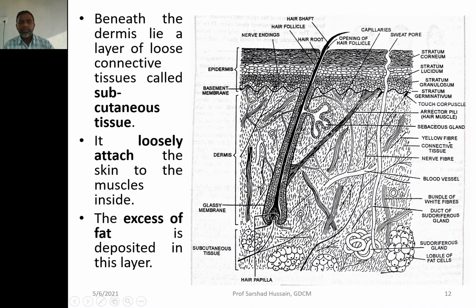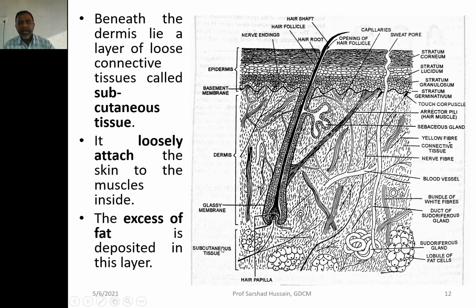And beneath the dermis, which is not a part of the skin, but we must discuss it because it is closely associated with the skin, is the subcutaneous tissue. This is very loose tissue, you can say, present over here. Because of the presence of this subcutaneous tissue, the skin remains loosely attached with the muscles and is easily separable from the underlying muscles of the body.